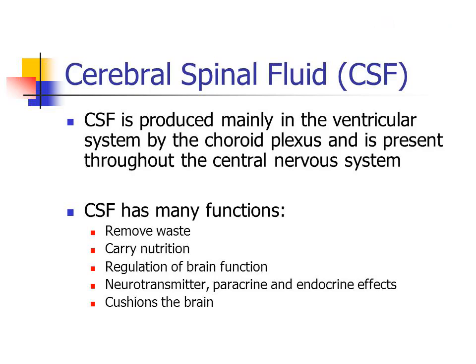Cerebrospinal fluid, CSF. CSF is produced mainly in the ventricular system by the choroid plexus and is present throughout the central nervous system. CSF has many functions: remove waste, carry nutrition, regulation of brain function, neurotransmitter, paracrine and endocrine effects, cushions the brain.